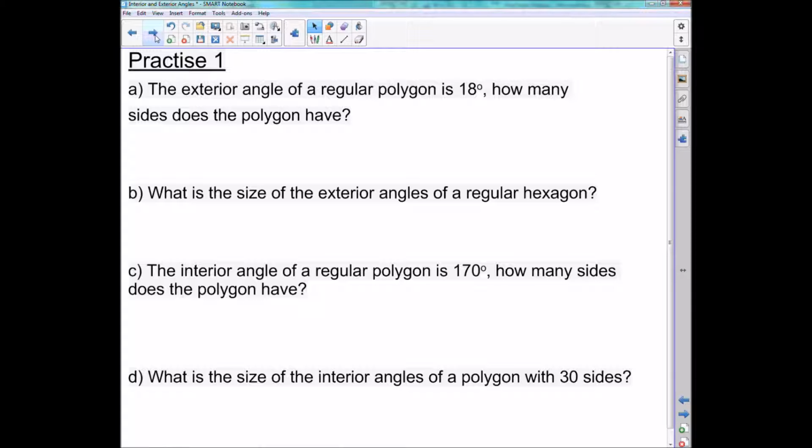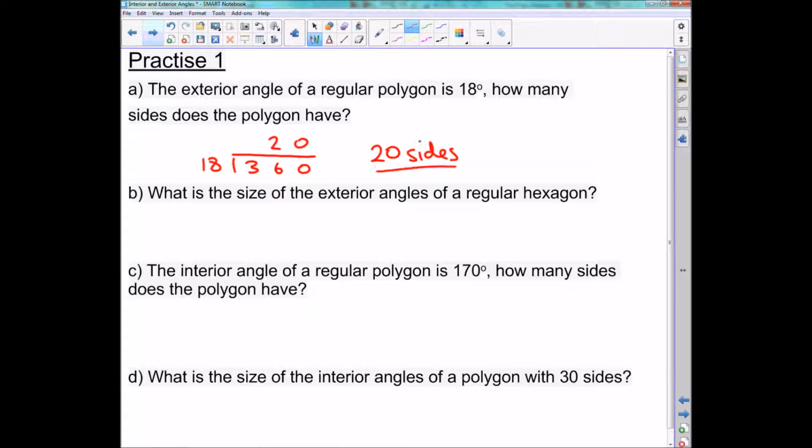Okay, so hopefully you've had a go at these by now. So now we're going to run through the answers. So first off, the question is saying that the exterior angle of a regular polygon is 18 degrees. How many sides does the polygon have? So first off, I need to divide 360 by 18. Now I know that 18 goes into 36 twice, and 18 goes into 0 zero times. That means that my polygon has 20 sides.